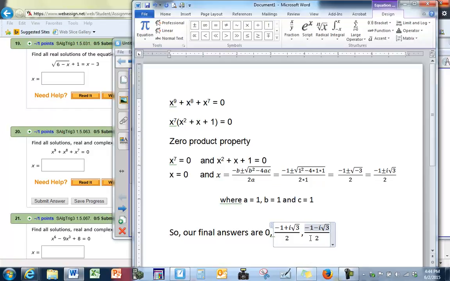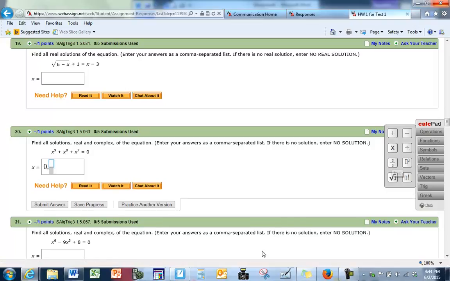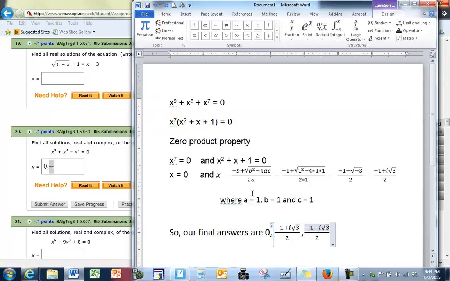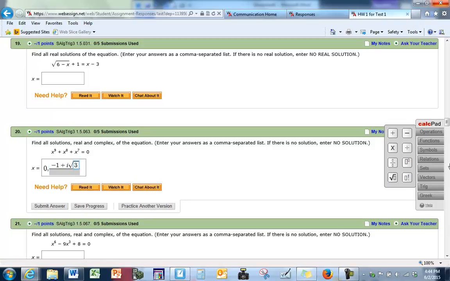So to enter this into WebAssign, once you click in the box, you have an additional menu that comes up. So 0 was one of our answers. We press a comma. Then we come over here and press the fraction button. So in our numerator, we have -1 plus i square root of 3. There's your square root button. And this is all over 2.